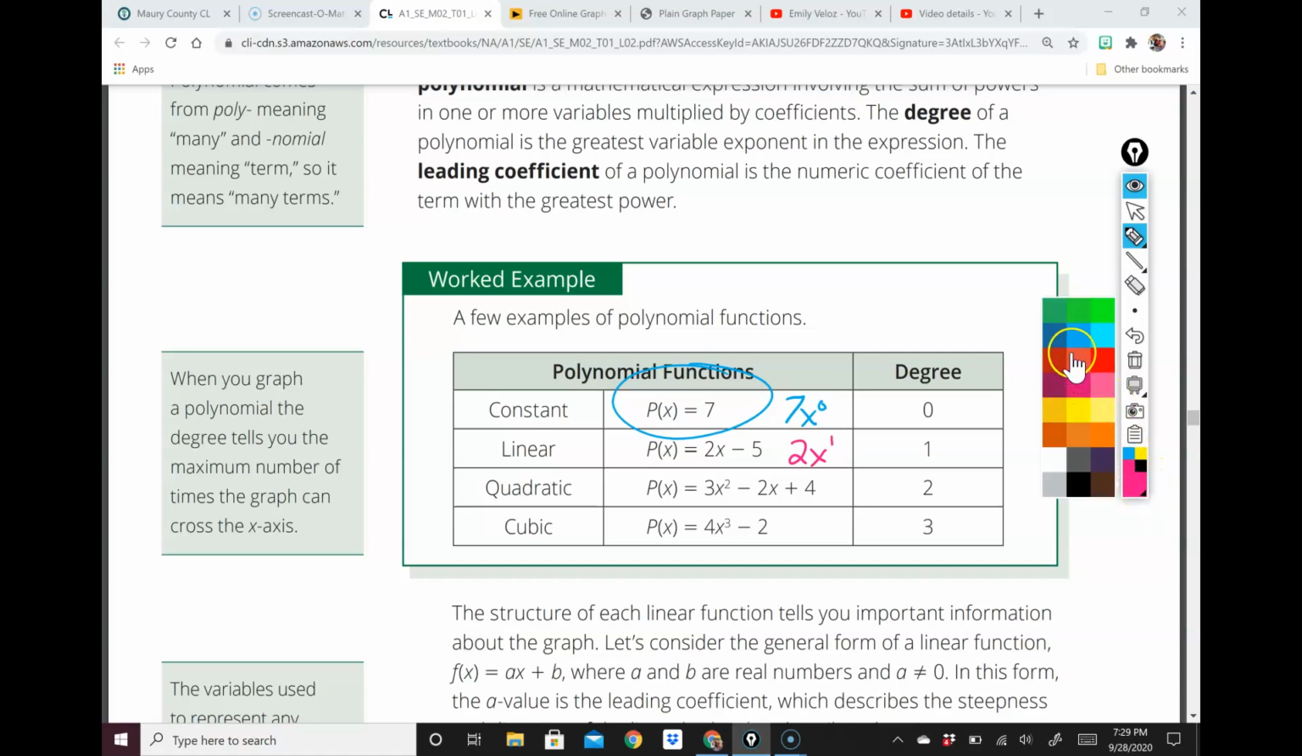In the next one, your highest exponent is x squared. We ignore the other one because it's not the highest, so we go with the highest exponent. So that is quadratic. In the last one, we have an exponent that is raised to the 3rd power, so it's cubic. So when you don't have a variable, it's constant. When you do have a variable and it's to the 1st power, it's linear. When it's the variable to the 2nd power, it's quadratic, and to the 3rd power, it's cubic.